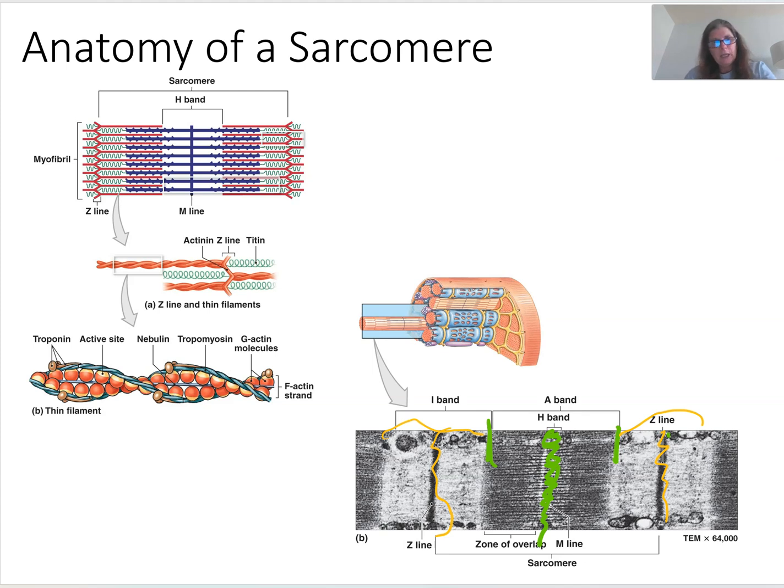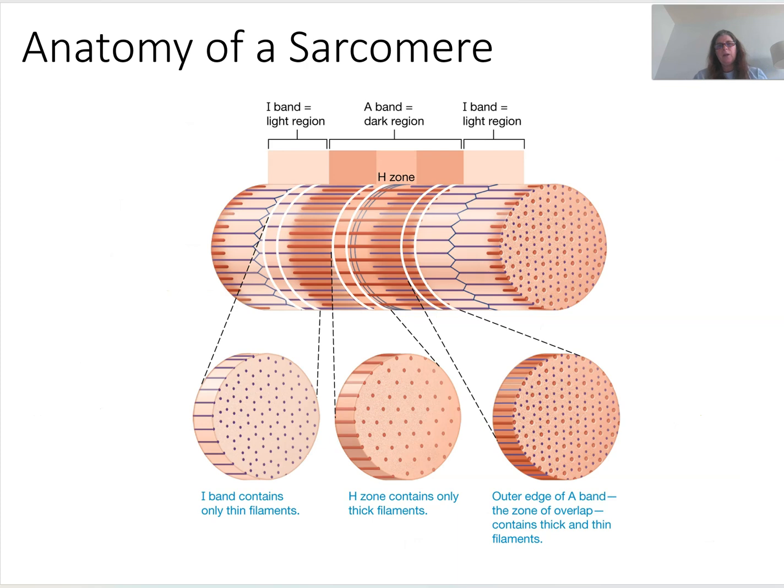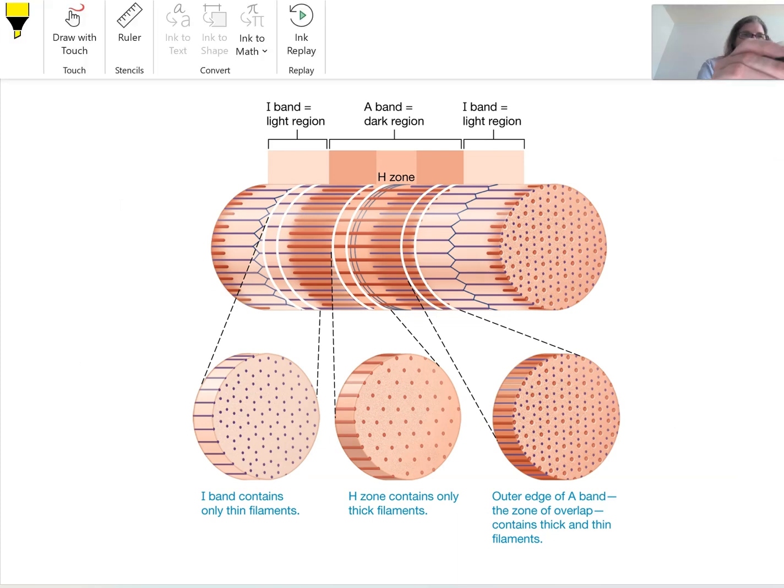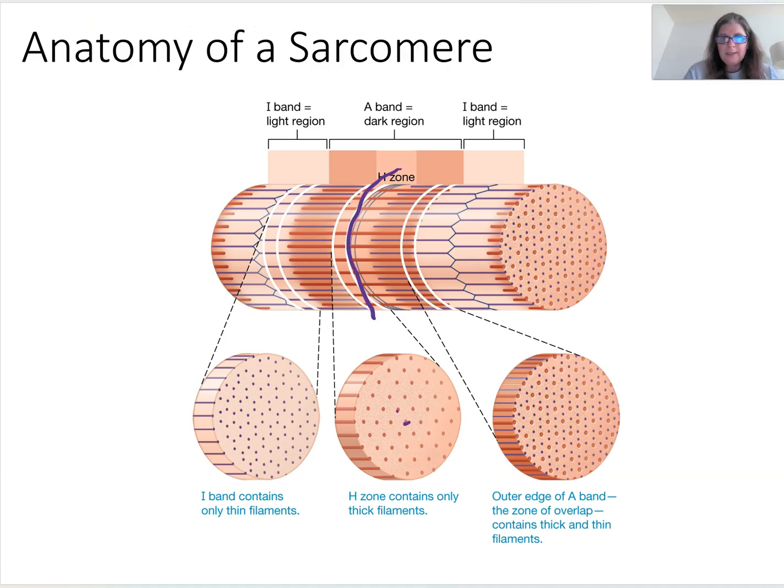So we can actually look at the sarcomere and kind of understand what's going on if we were to do cross sections through it. So if for some reason we took a cross section right through the H zone, notice that it's only thick filaments because it's only myosin there. But if you did a cross section through the zone of overlap, do you see how you have thick and thin? Because that has myosin and actin. And if you did a cross section just through the I band, you would only have thin because that's only going to be the actin. So that's the anatomy of the sarcomere.